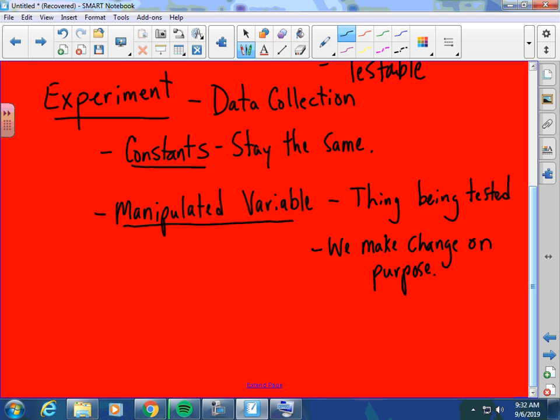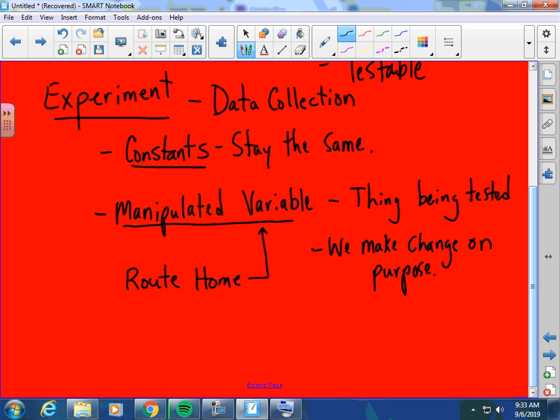So maybe I decide, hey, I'm going to do a test. I want to see which way is faster. Okay? So the thing I might change in this test to see which way is faster, if that's my problem, I'm going to change the route. So in that scenario, my route home that I take would be the manipulated variable. That's the thing that I'm changing on purpose. Okay?